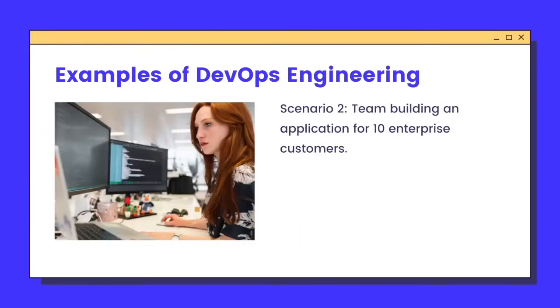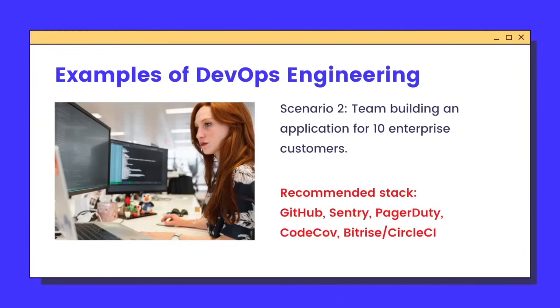A team building an app for 10 enterprise users. So enterprise users are much more sensitive to downtime. So test coverage and business hours alerting should be priorities. On logging and log aggregation and error collection, there are popular tools like Sentry and Codecov. For automated test running, there are tools like Bitrise and CircleCI. Bitrise is more known for mobile testing.